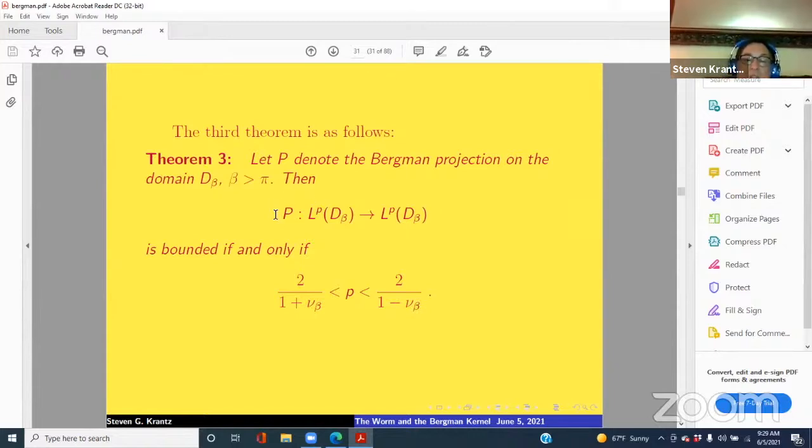And traditionally, we're used to the idea that canonical kernels map L^p to L^p for all values of p strictly between 1 and infinity. But for the worm, things are different. Only this range of p is sharp. So only for this range of p do we get L^p boundedness.